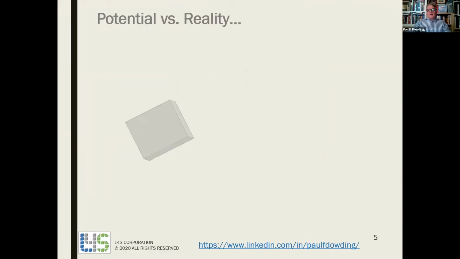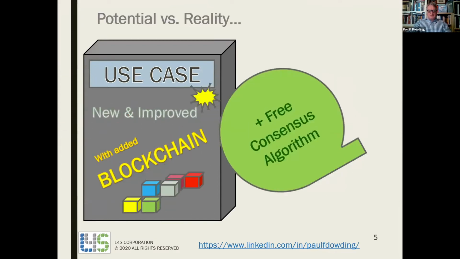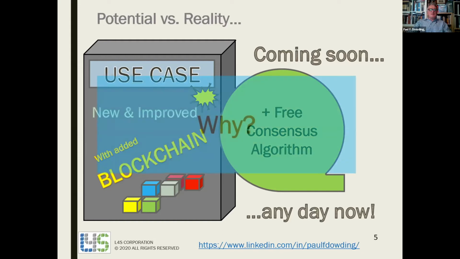However, when we consider potential versus reality, this is what you're often seeing in the headlines. You've got some use case with added blockchain, they're giving you a consensus algorithm, and it's coming soon, any day now. And this has been the headlines for a lot of years, and many of the implementations haven't got past the proof of concept phase or are implemented in very limited and specialized use cases. So why is that?